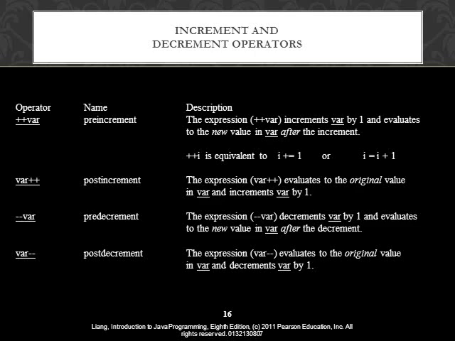Java has some special operators. Many languages have operators similar to this, and they are called the increment and decrement operators. And they are used when you want to simply increment a value by one, or you want to subtract a value by one. However, the really important thing is to understand when the value is incremented or decremented. So it makes a difference if you put the double plus sign in front of the variable, or if you put it behind the variable.